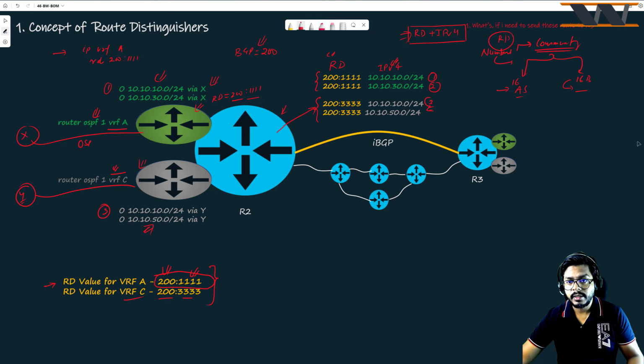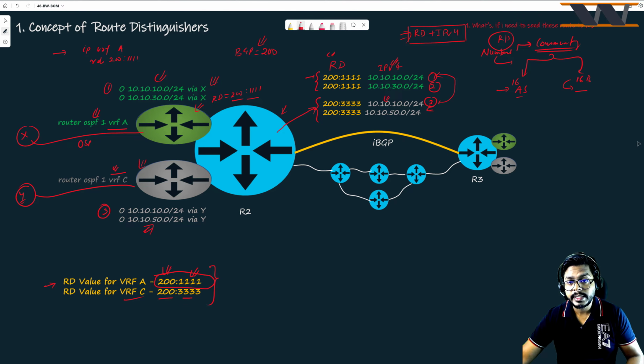Route number 3 is totally different as compared to route number 1. Why? Because they are part of different RD values, right? Route number 1 is part of 200:1111, and route number 3 is part of 200:3333. We are not differentiating routes on the basis of only IPv4. We are now differentiating on the basis of RD value too.